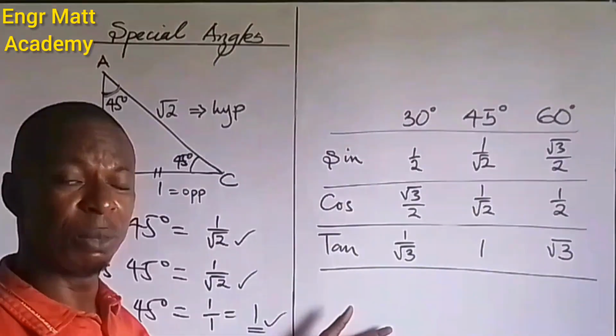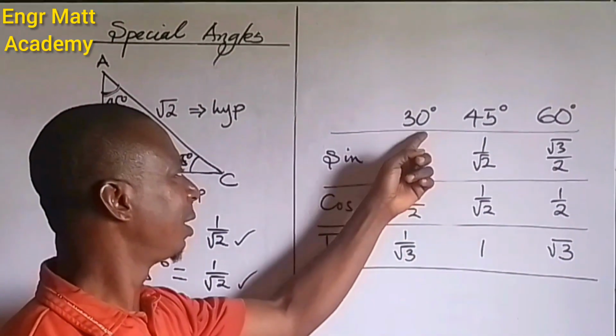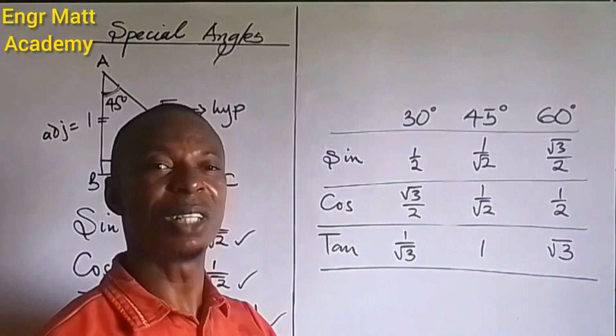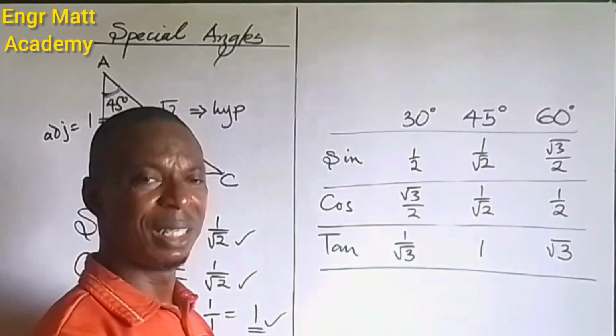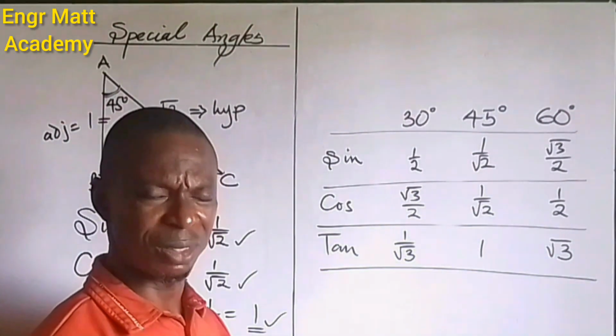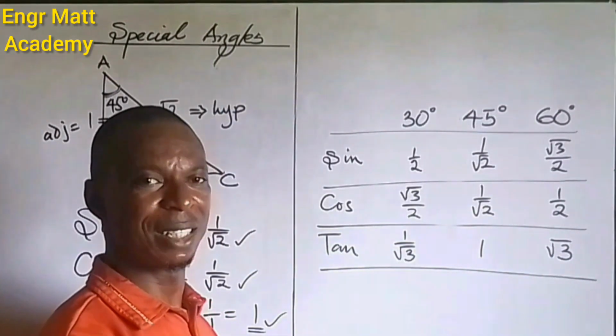We can use them to solve trigonometry questions that involve 30 degrees, 45 degrees, and 60 degrees without using calculators or without using mathematical tables. Now we don know the special angles. The next step is to use them to solve real exam problems like WAEC questions. Now that one we will discuss for the next lesson.